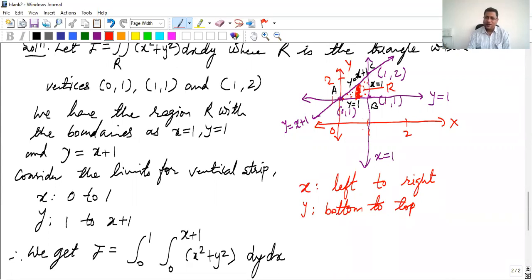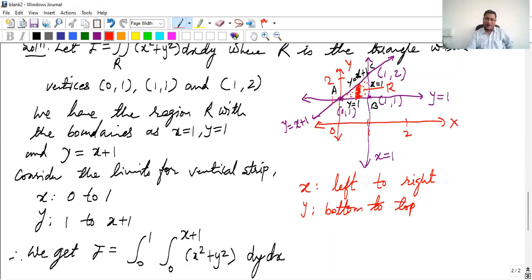But if I consider in terms of y, then the bottom of this strip is going to be y is equal to 1, and the top of this strip is going to be the line y is equal to x plus 1, and not the line y is equal to 2. Is that okay now?